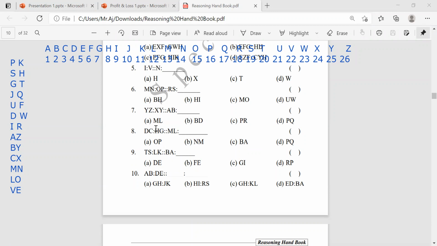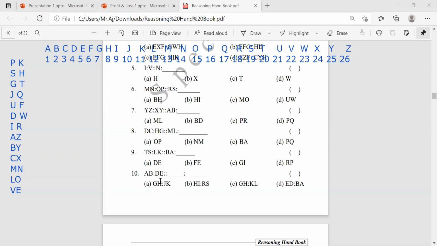See, D and H: it's the fourth letter and the eighth letter. This one is the third letter and the seventh letter. Plus 3, plus 3, plus 4, plus 3. And here 13 is there. So 13 plus 4 is the number 17. 17 is Q. And 12 plus 4 is 16, P. QP will be there, but here the QP is not there. Okay, now check the ninth one.